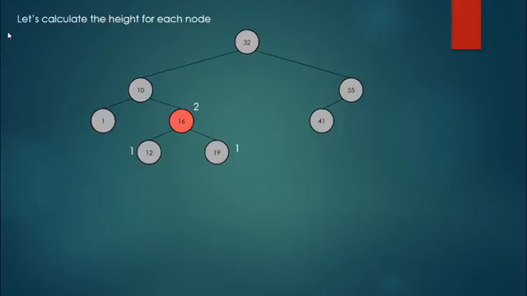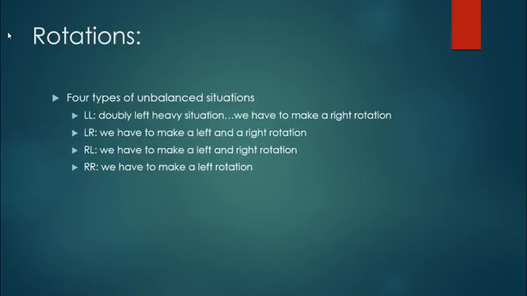We calculate the height parameter for this 16, and it's going to be 2. We do the same for the rest of the tree, and we come to the conclusion that we don't have to make any new rotations because the difference between the heights of the left and the right subtree is less than or equal to 1. So you can check it according to these numbers.